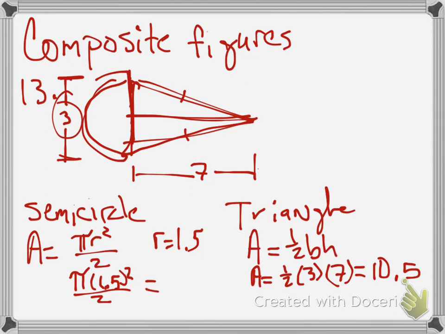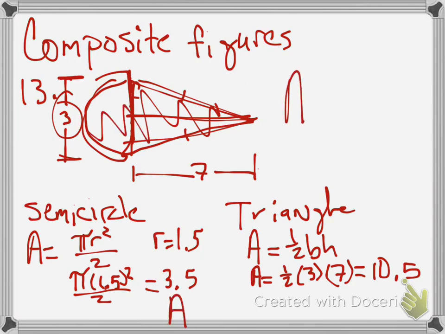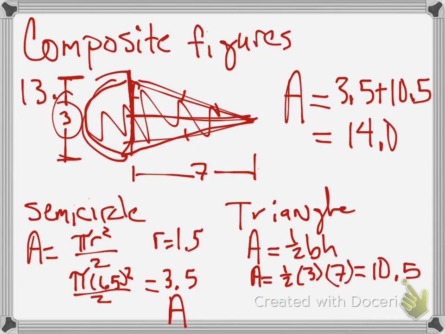And when you do that, you get 3.5. Okay, so then you add those two together, because they're being added together. So the total area is equal to 3.5 plus 10.5, and that would give you an area equal to 14. I'll put 14.0 just in case, square feet. Okay, and that's that.